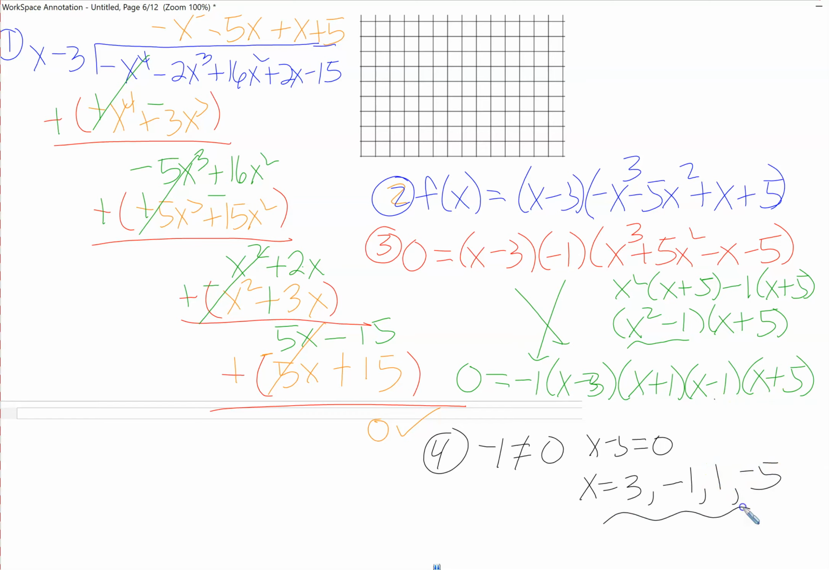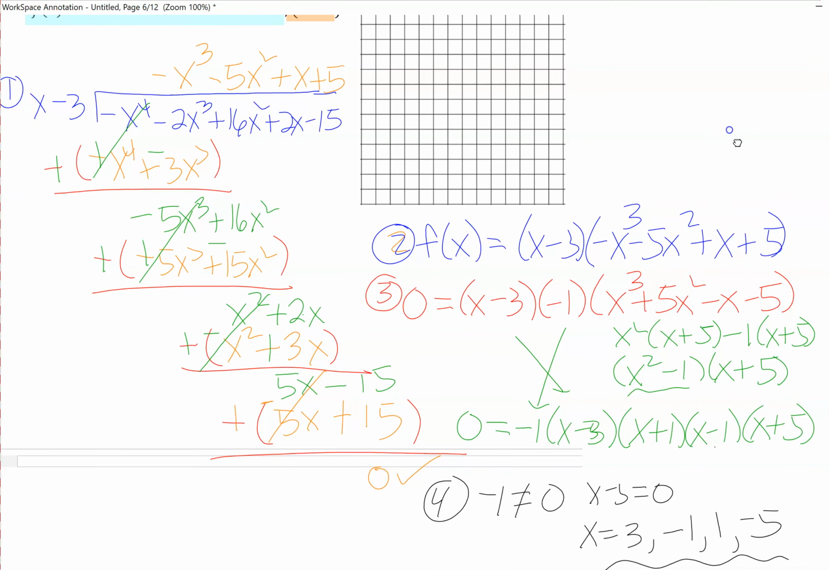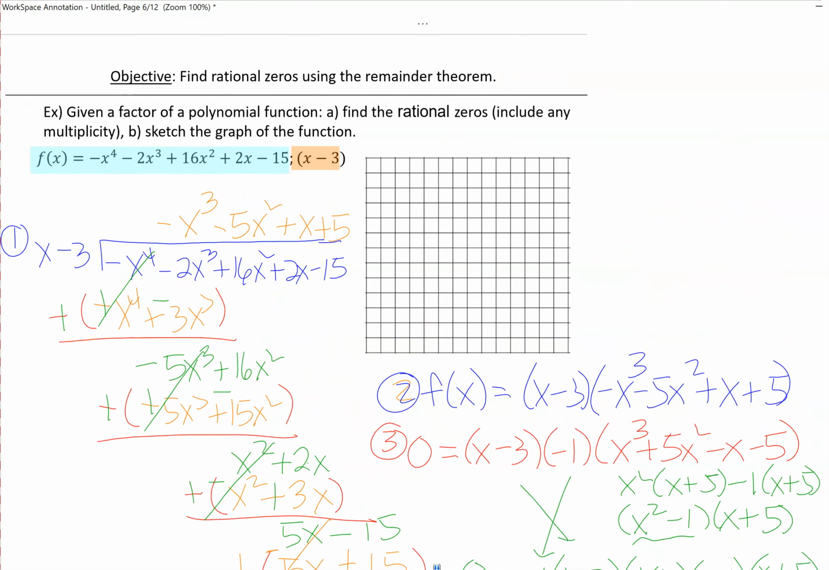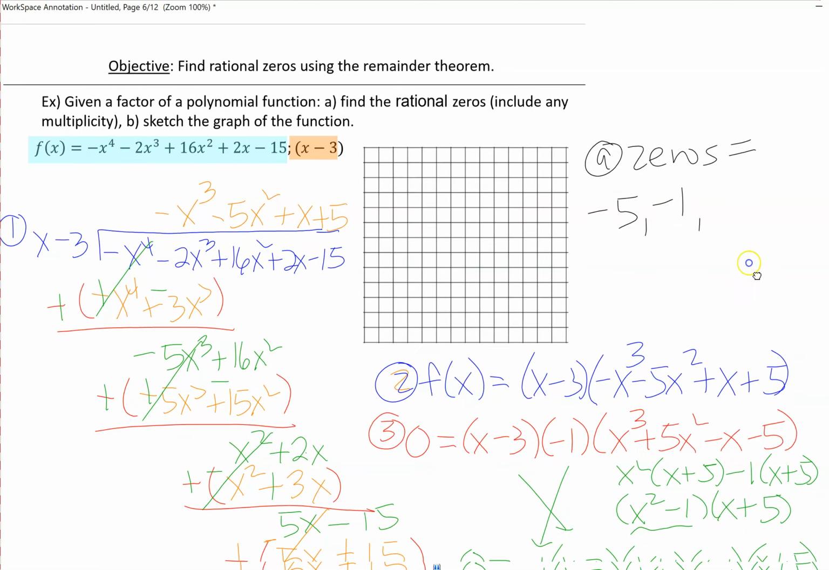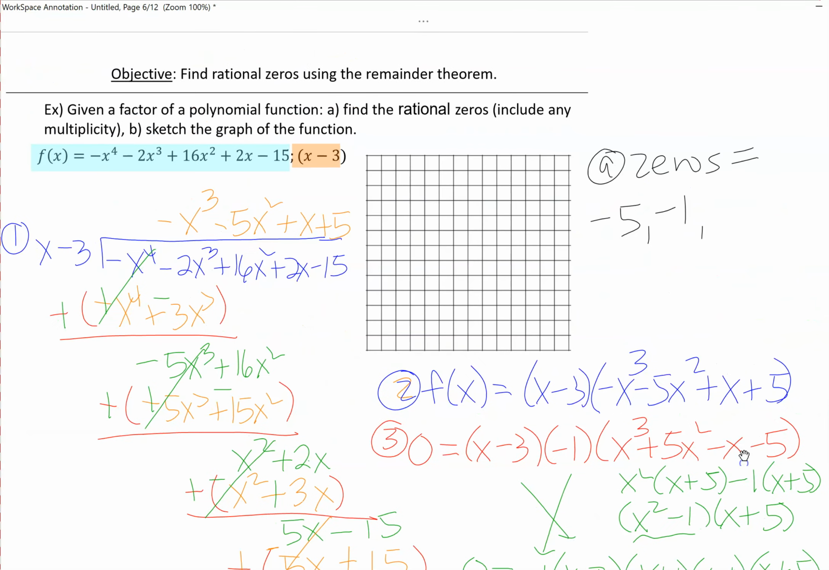So we don't have any multiplicity this time. We do have 4 zeros, however. So that will be our answer to part A. So our zeros are equal to negative 5, negative 1, 1, and 3.